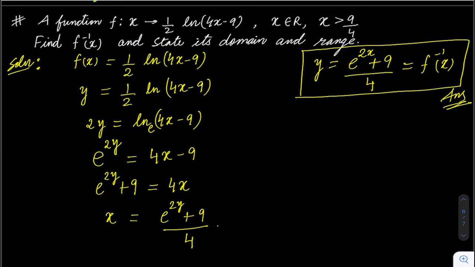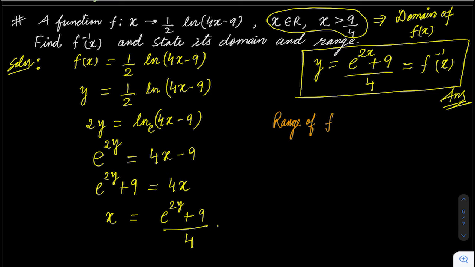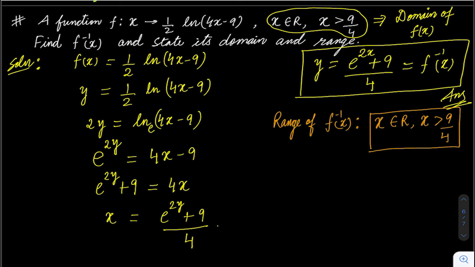Next is domain and range. Again, this x belongs to real numbers and x is greater than 9 over 4. What is this? This is nothing but the domain of f, right? Because for these values, the function is defined. So I can directly say that my range of f inverse x is what? Same thing, all real numbers such that the real number must be greater than 9 by 4. So basically you can say all real numbers greater than 9 by 4. That is your range. Now we need to find the domain of f inverse x.